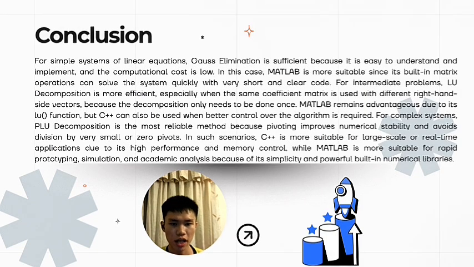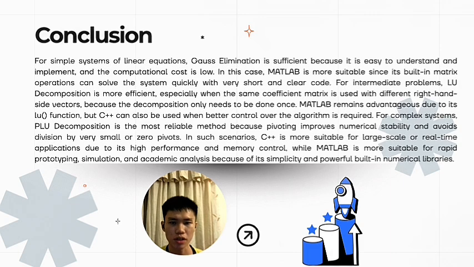In conclusion, for simple systems, Gauss elimination is sufficient because it is easy to understand and has low computational cost. MATLAB is very suitable due to its short and clear built-in matrix operations. For intermediate problems, LU decomposition is more efficient, especially when the same matrix is used with different right-hand side vectors, since the factorization is done only once. MATLAB is convenient with its LU function, while C++ is useful when more control over the algorithm is needed.